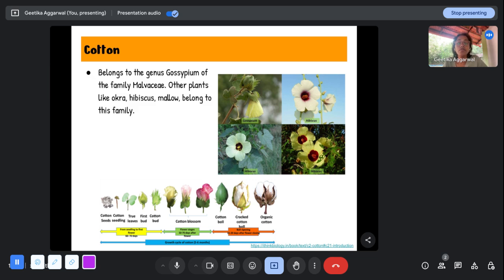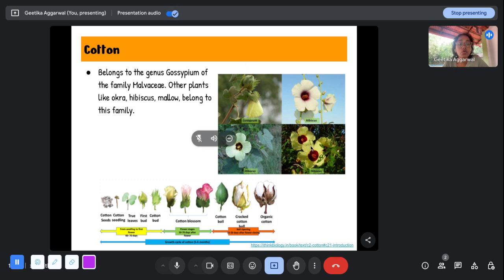Other plants belonging to this family Malvaceae include okra, which is bhindi that we eat, or lady finger, known in some basic English. So that's okra. There's hibiscus, that's the flower, which is very famous. And then there's mallow. So these are some other plants that belong to the same family, Malvaceae.